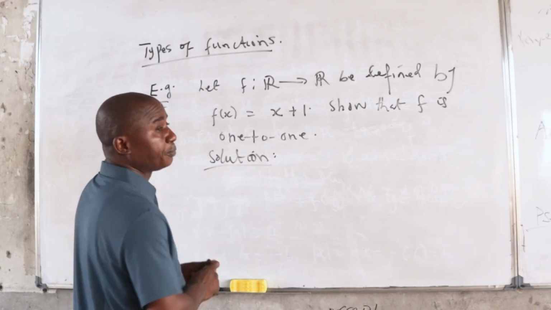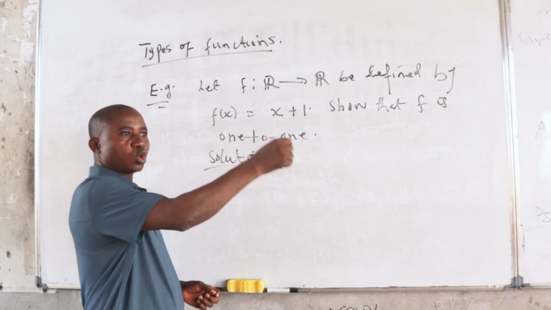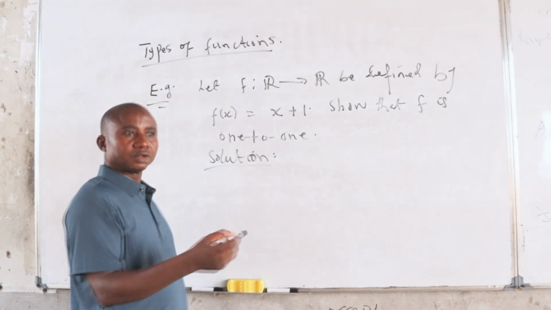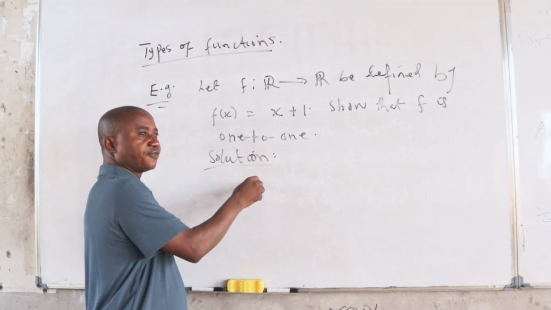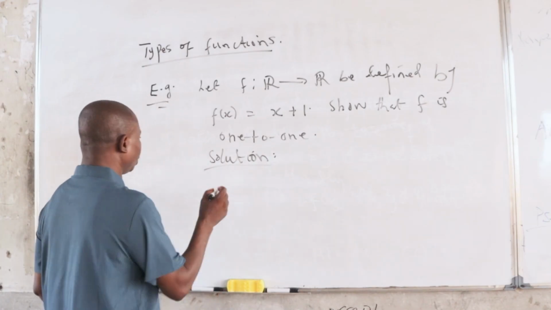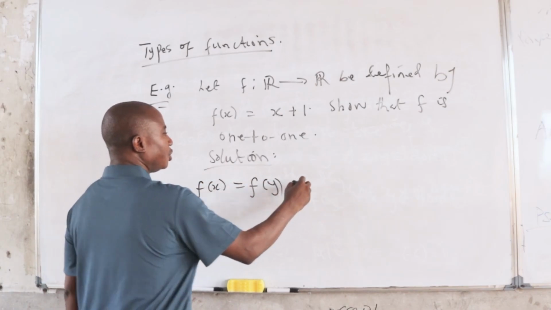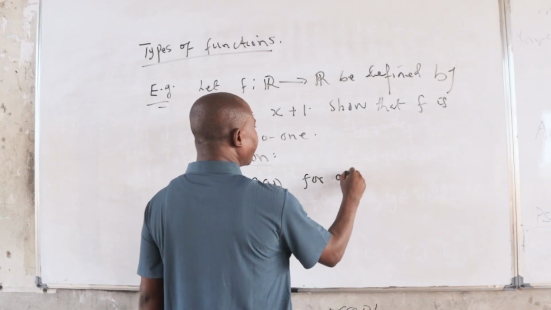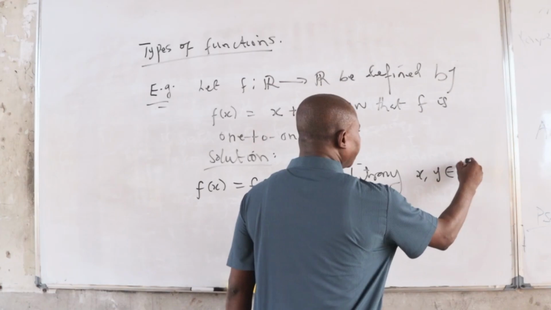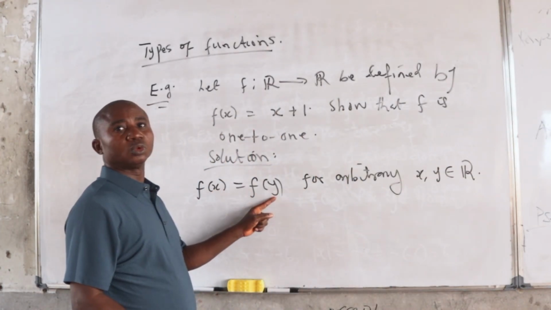To solve this problem, we appeal to the definition of one-to-one function, which says if f of x is equal to f at y, it means x must be equal to y. So we need to first assume f of x is equal to f of y for arbitrary x, y in R. So our goal is to show that x must be equal to y.